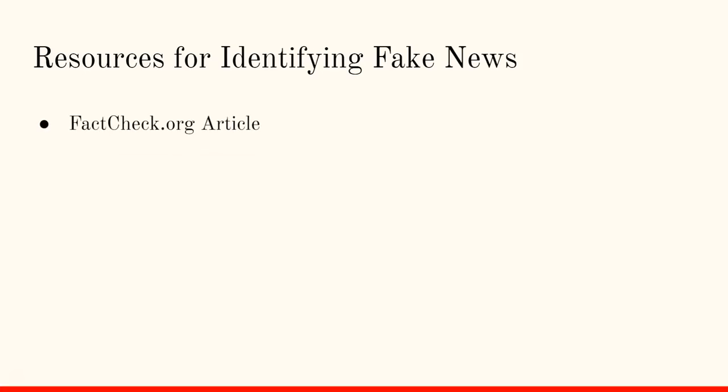The first resource is an article I mentioned at the beginning of my presentation, the factcheck.org article titled How to Spot Fake News. It covers much of what we went over today and includes links to examples of the types of deception we highlighted. They also include a link to Snopes, which covers a list of known fake news sites.